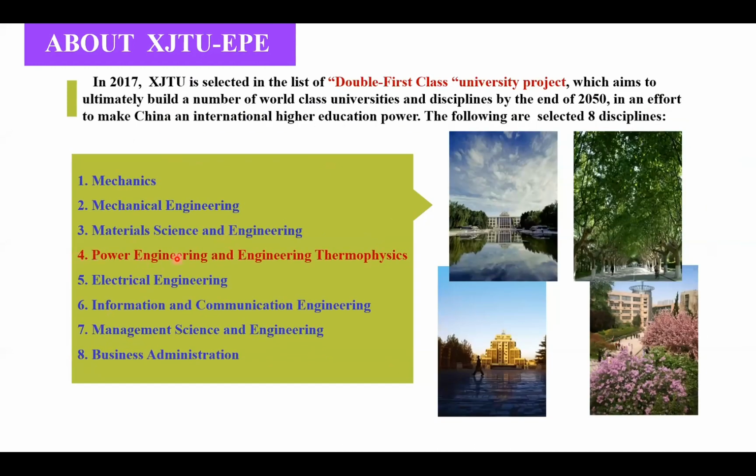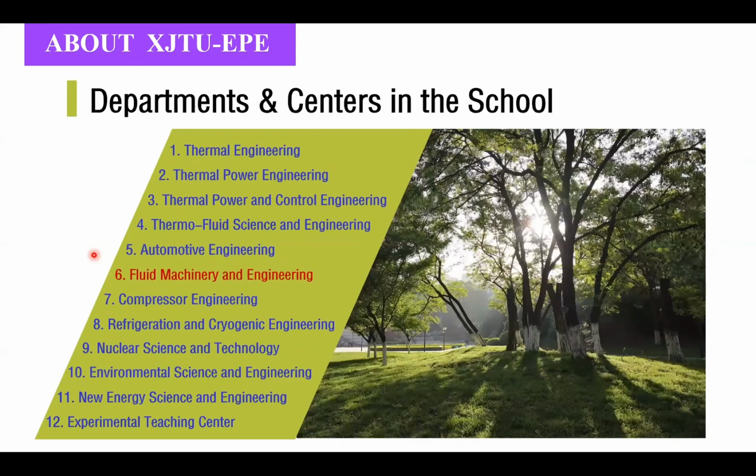Okay, so this one is the first-class discipline, and under this discipline we have 12 branches, right? They are, for example, thermal engineering, thermal power engineering, thermal power and control engineering, etc. And also fluid machinery and engineering was my research field, and it contains compressors, pumps, and a lot of complex phenomena of fluid engineering.